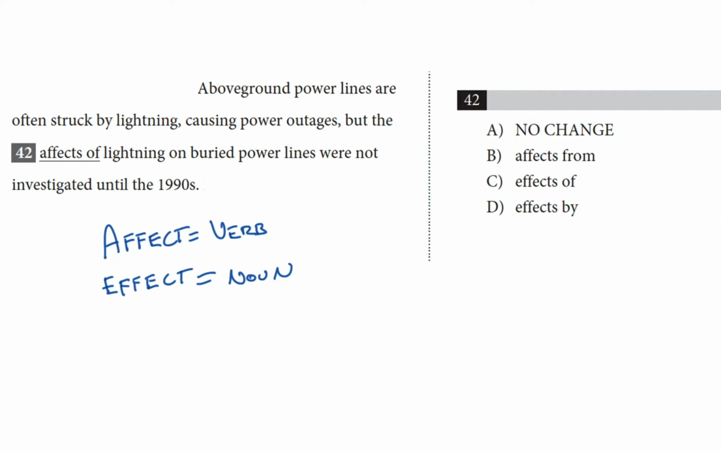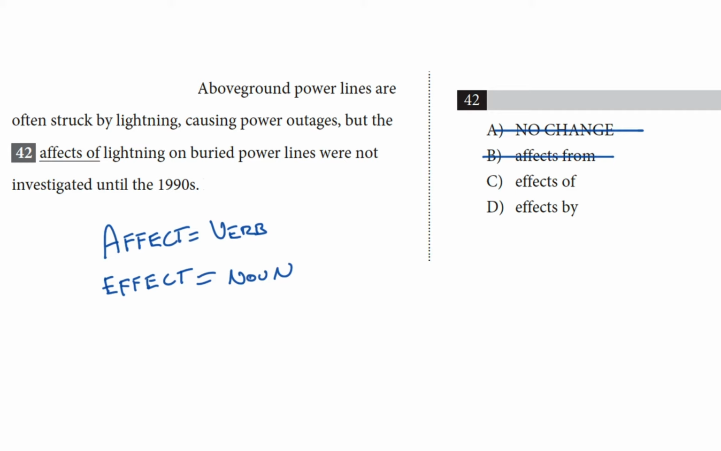So what is the word doing here? Is it being used as a verb or a noun? The affects of lightning on buried power lines, that's being used as a noun, like special effects of lightning. So right there, we can cross out the two affects options, so that's A and B. So that leaves us with effects of and effects by.